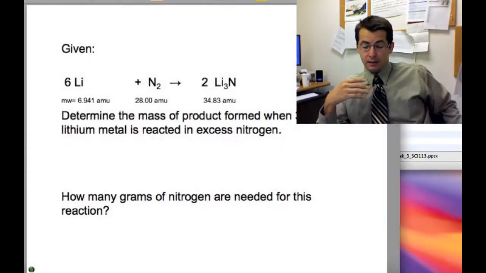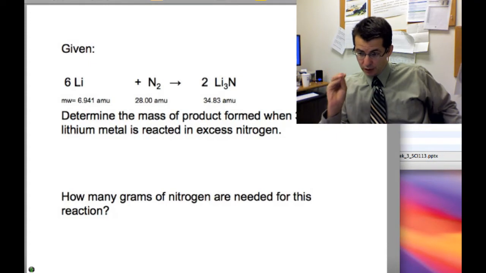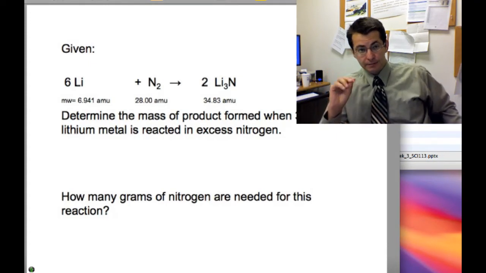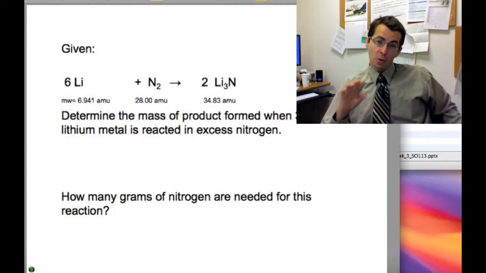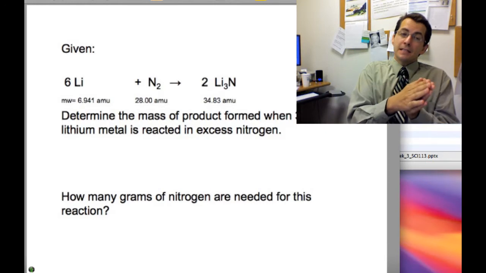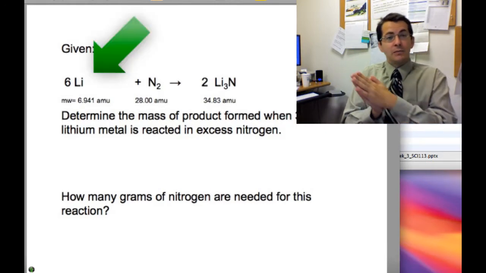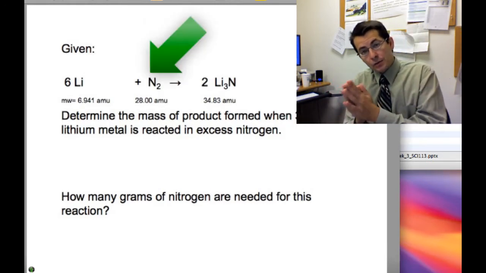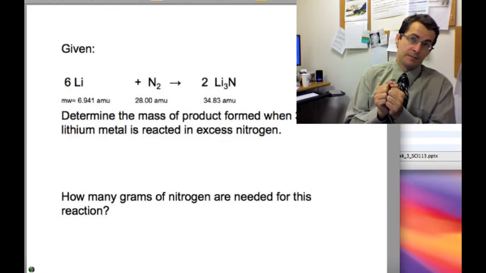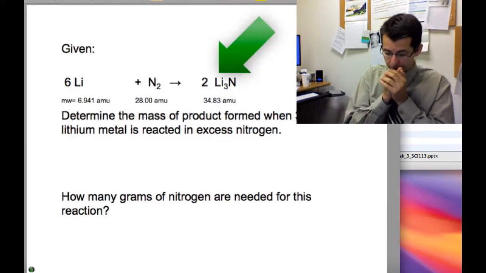So the last week's series of lectures really dealt with picking apart the idea of the mole, using the mole as a surrogate for molecules. In this example, we have 6 lithium atoms reacting with 1 nitrogen molecule to produce 2 lithium nitride ionic compounds.